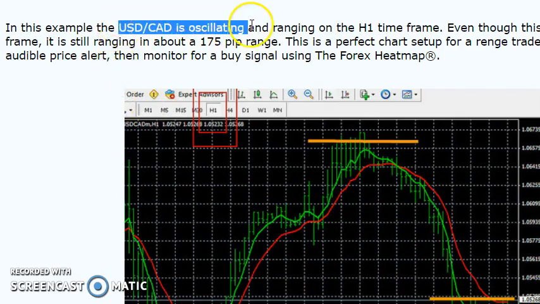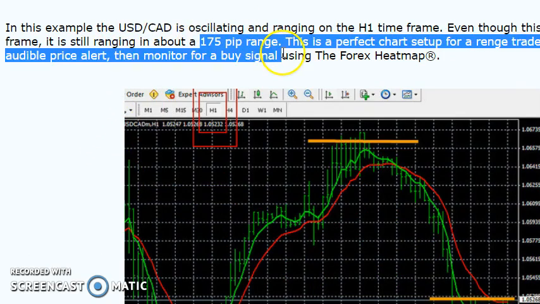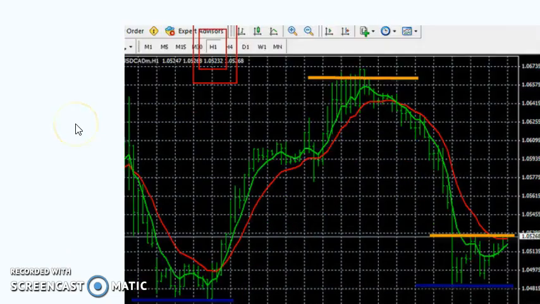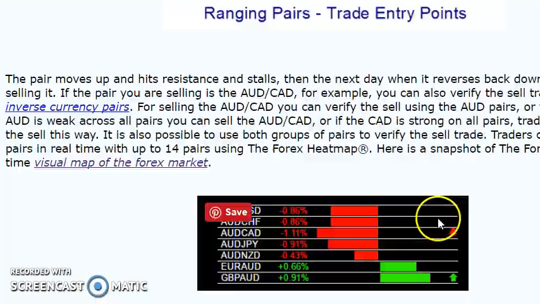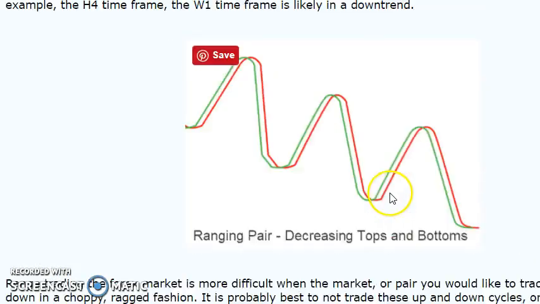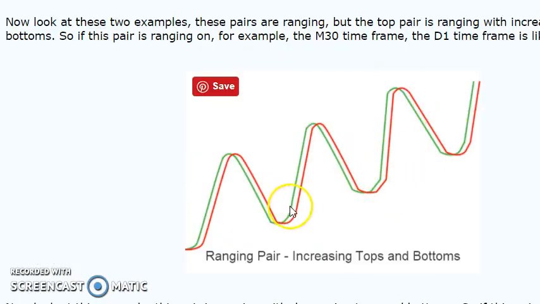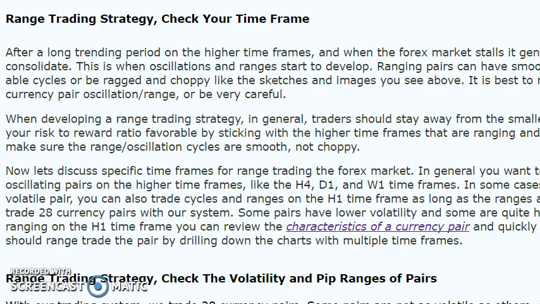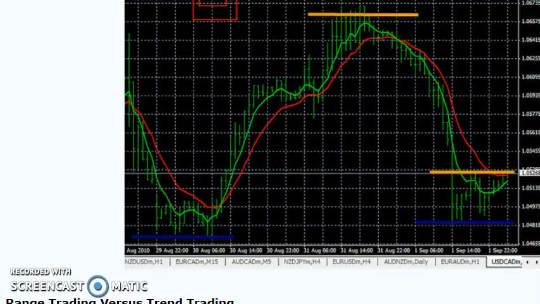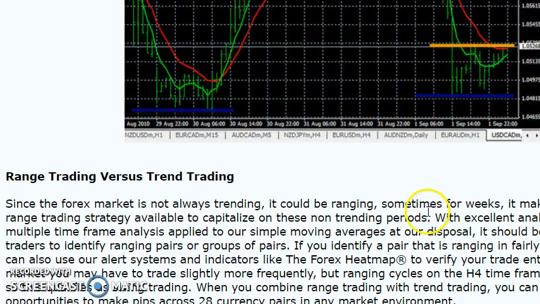This is the USD Canadian dollar, and this is a 175 pip range on the H1 time frame. This is not a big time frame, but between here and here is 175 pips, and this pair is ranging. It's got increasing bottoms like the image we showed you up here. Increasing bottoms. Another fantastic opportunity all the way down to the H1 time frame.